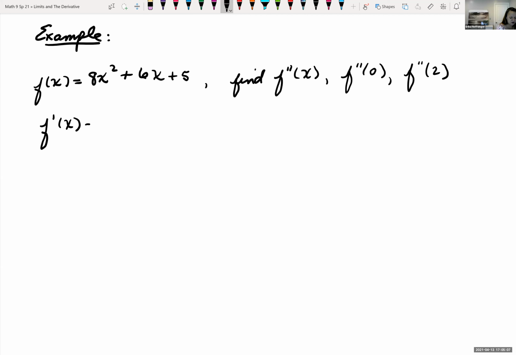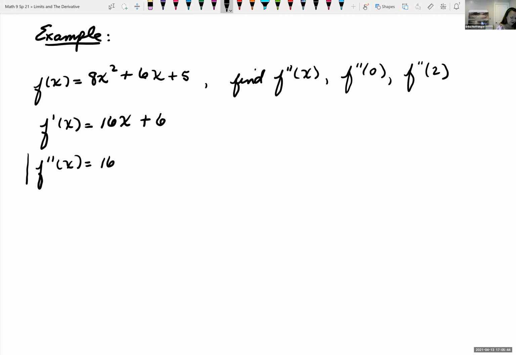This one, when we're taking the derivative, it's just the polynomial, just using that general power rule. So taking the derivative of the first term, 8x squared, bringing down our power, 2 times that coefficient of 8, that gives us 16. Subtract 1 from our power, so we get 16x. Plus the derivative of 6x, well, that's just 6, and the derivative of a constant is 0. So that's our first derivative. Our second derivative of 16x is 16, and the derivative of the constant 6 is 0.